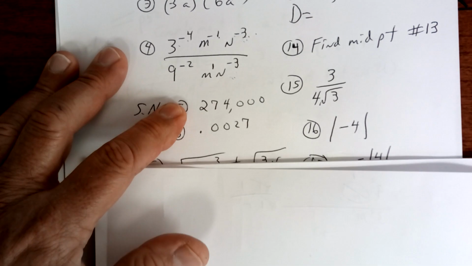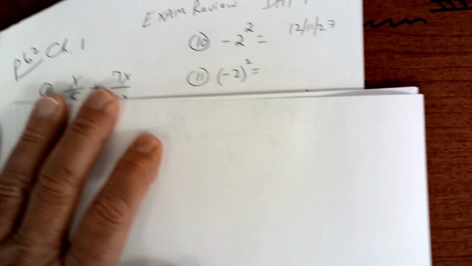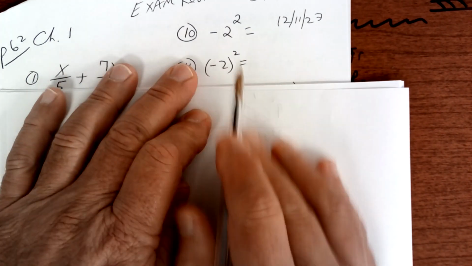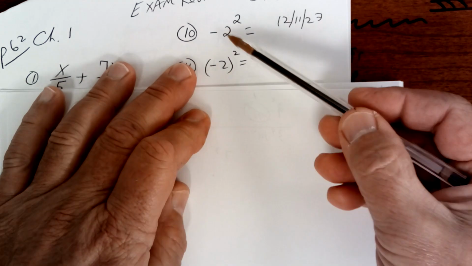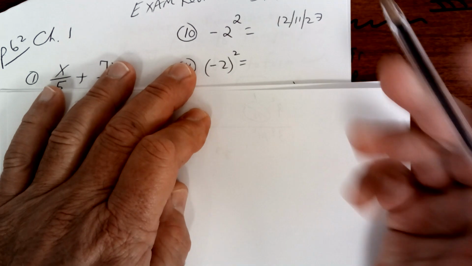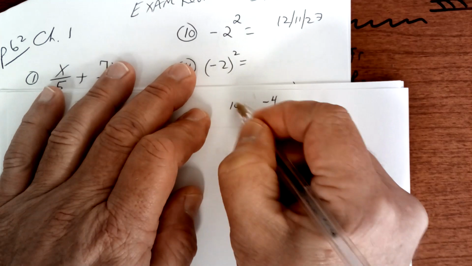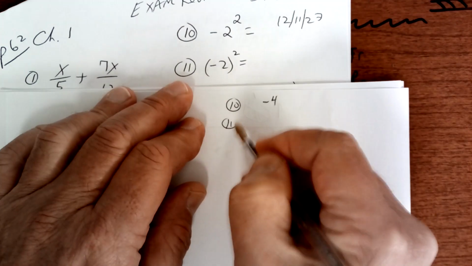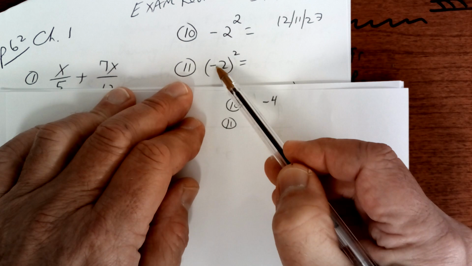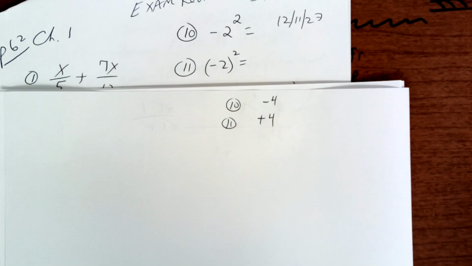Easy stuff. Okay? I tried to emphasize to you that these are not the same. This one, only the 2 is squared, not the negative. So that gives you a negative 4 for the first one, number 10. Number 11, both of these are squared. The 2 is squared and a negative is squared, so that's going to be a positive 4. Any questions about number 10 or number 11 and differences?